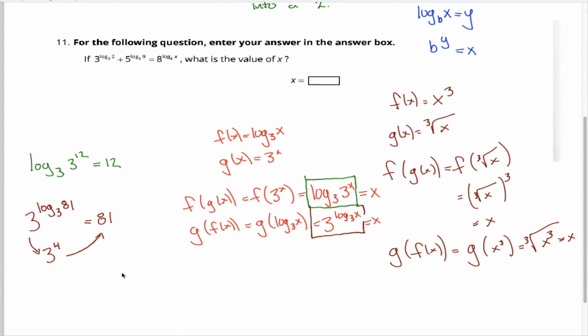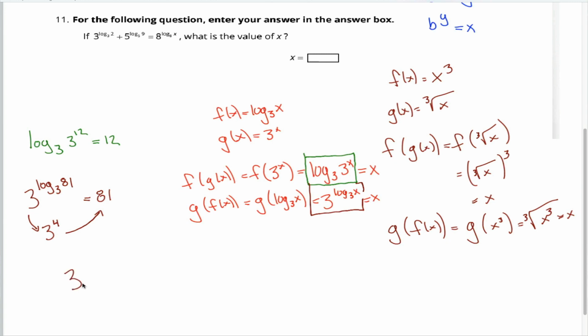That probably seemed easier to you. But what if I instead asked you the question, what's 3 raised up to the log base 3 of 80? Now you're in trouble, right? Because you don't know the log base 3 of 80.